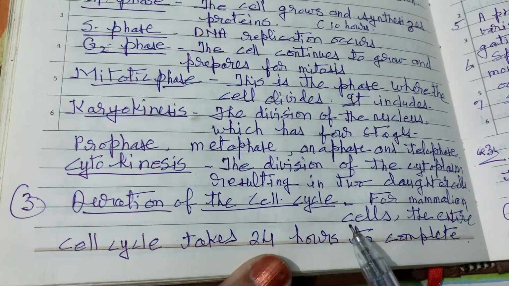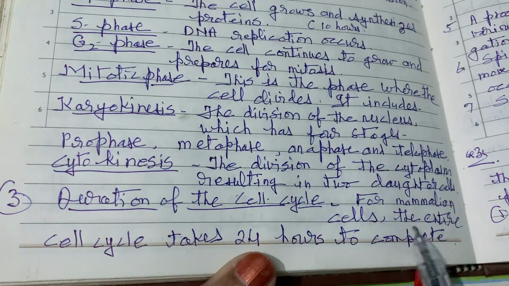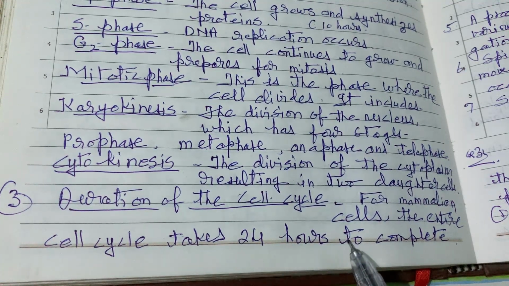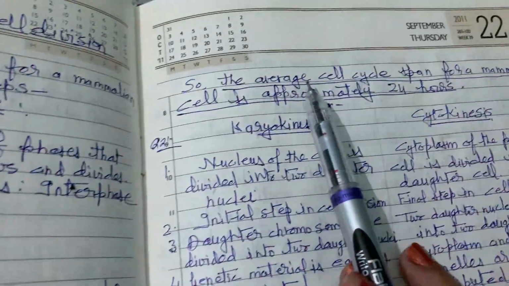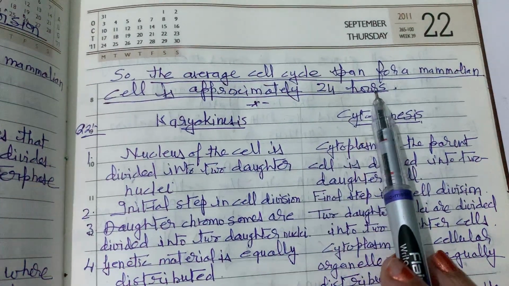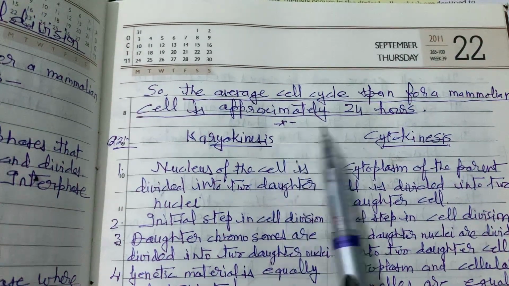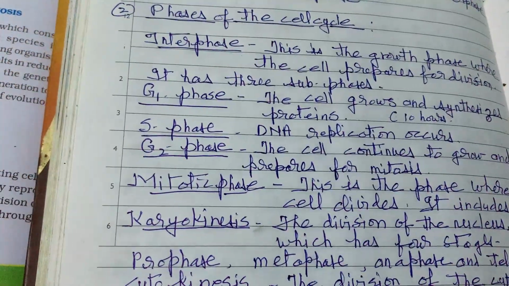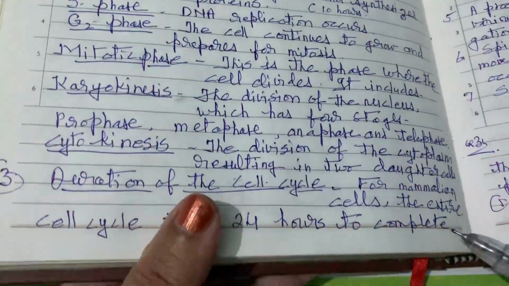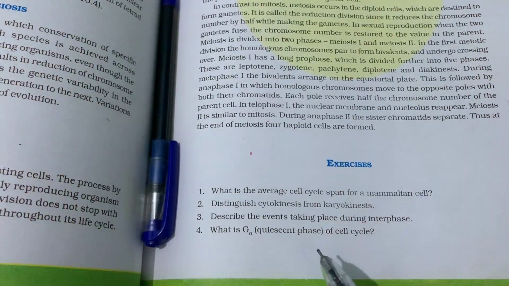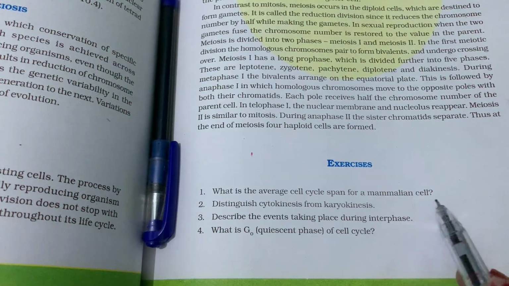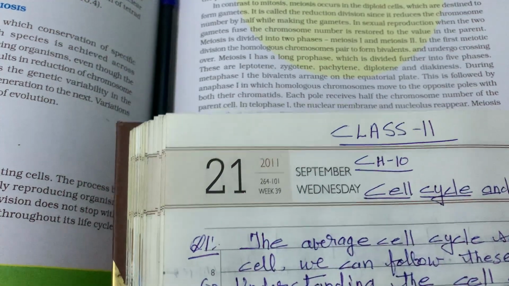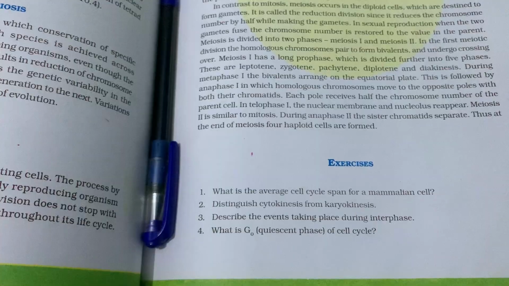Duration of the cell cycle. For mammalian cells, the entire cell cycle takes 24 hours to complete. So the average cell cycle span of a mammalian cell is approximately 24 hours. It is up to you. If the question is asked in very short, you can go through the last step, duration, as the answer to what is the average cell cycle span of the mammalian cell. If it is asked in detail, then you can go through these steps.